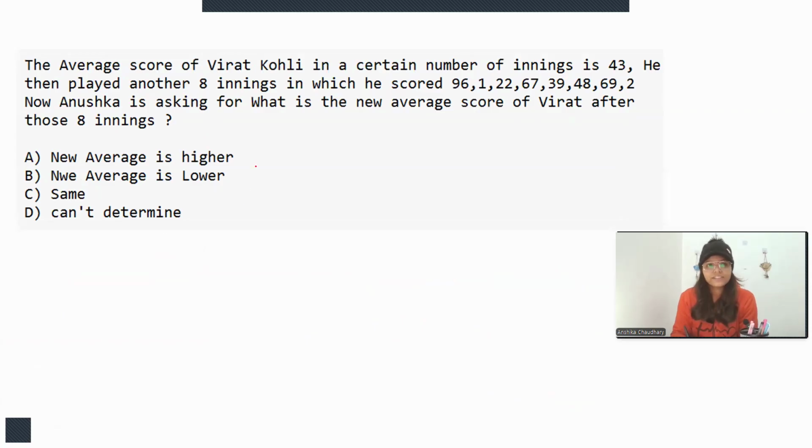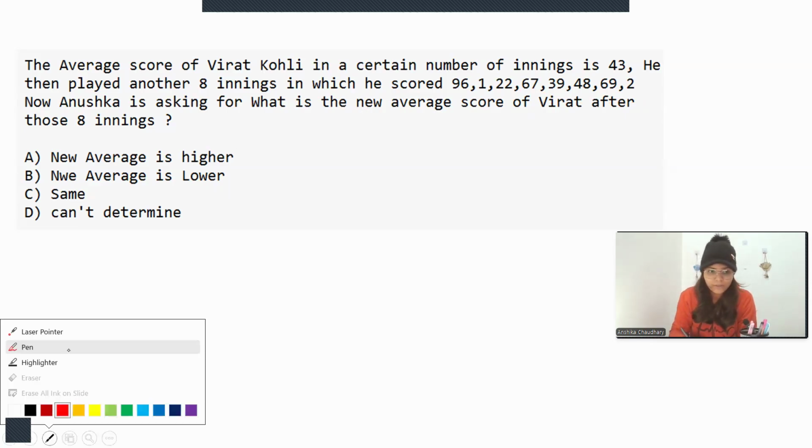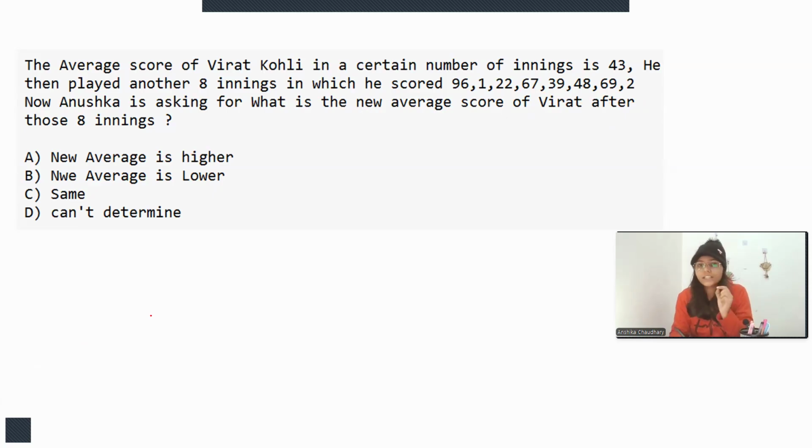Okay, the next question is: the average score of Virat Kohli in a certain number of innings is 43. He then played another 8 innings in which he scored 96 in the first inning, then 1 in the second inning, then 22 in the third inning, then 67, and so on, in all the 8 innings. Now Anushka is asking what is the new average score of Virat after those 8 innings. So in the new 8 innings, what is the average score? We need to find it out.